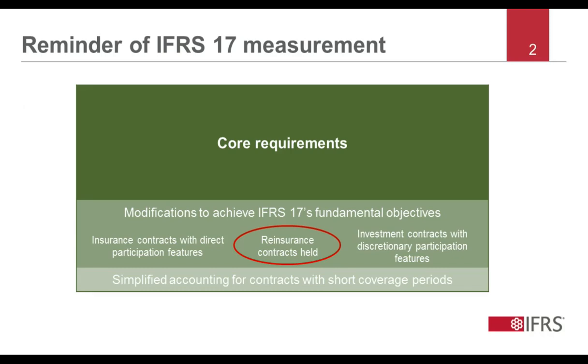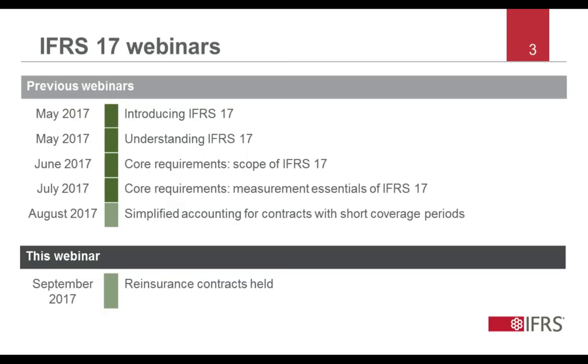We have discussed the core requirements for the measurement of insurance contracts in previous webinars. In this webinar, we focus on reinsurance contracts held by an entity and modifications to the core requirements in the standard for those reinsurance contracts. In IFRS 17, there are some modifications that reflect the economic features of specific contracts to achieve IFRS 17's fundamental objectives.